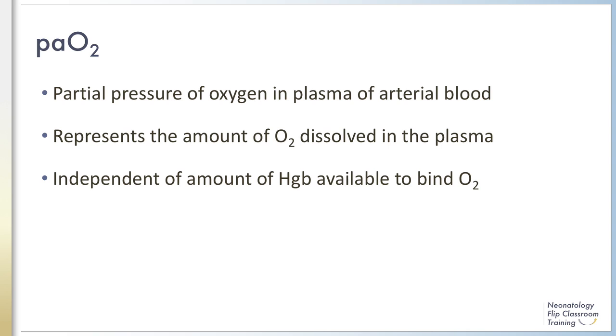PaO2 is determined by the alveolar pressure of oxygen and is completely independent of hemoglobin. As a result, infants with severe anemia, carbon monoxide poisoning, or methemoglobinemia often have a normal PaO2. However, if there is a VQ mismatch, decreased alveolar ventilation, or right-to-left cardiac shunting, the PaO2 will be reduced.